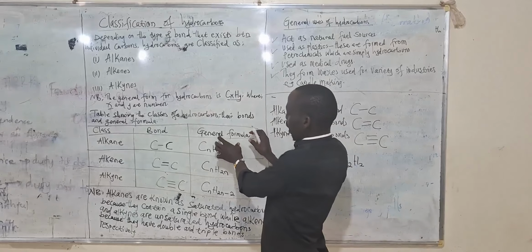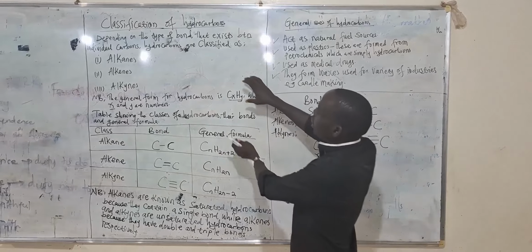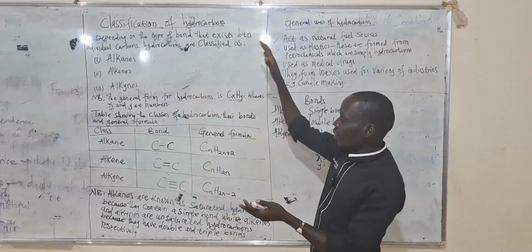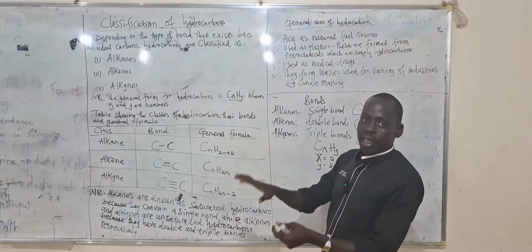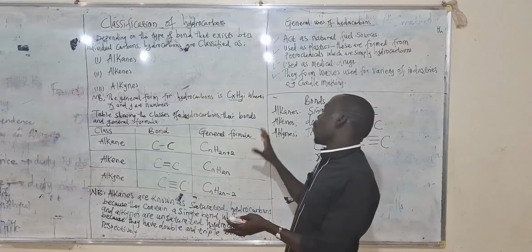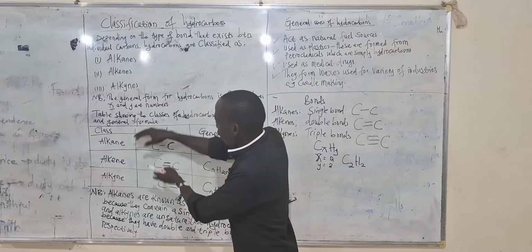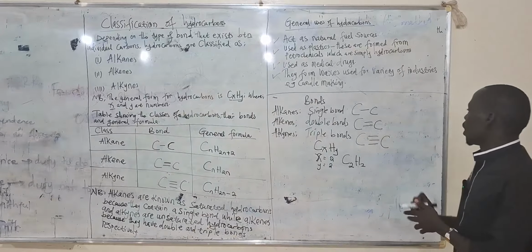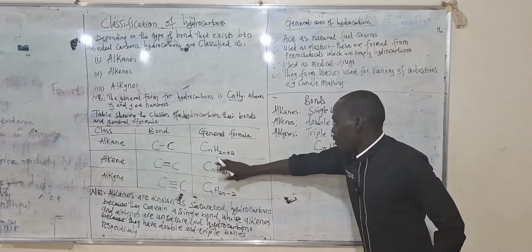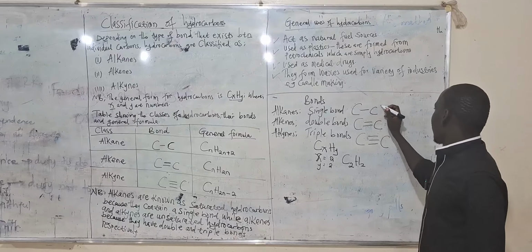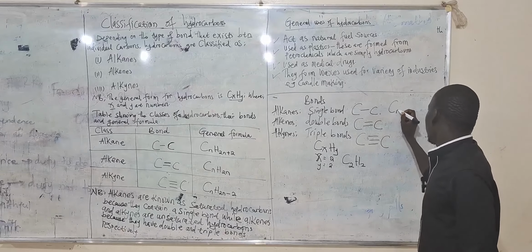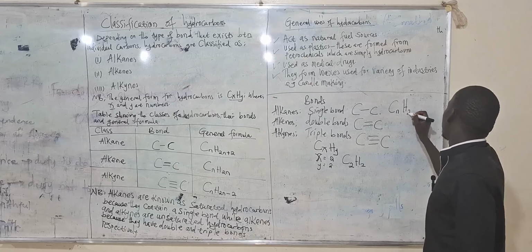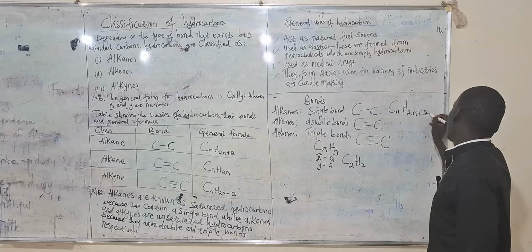But now the most important thing is the general formula. This was the general formula for hydrocarbons, but we went further and said hydrocarbons are classified into three classes. So in a specific class, we also have a general formula. Let's start with the general formula for alkane. For alkane, we are saying C n, and at the same time we have H 2n plus 2.